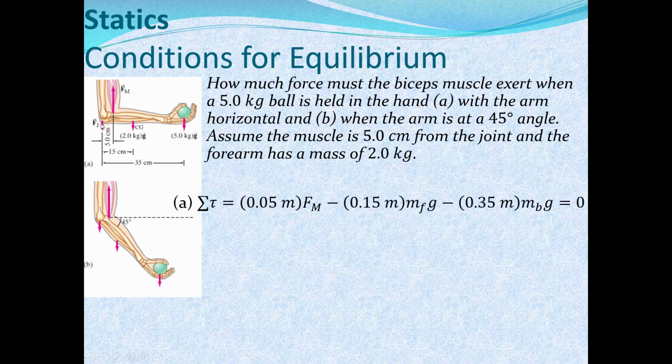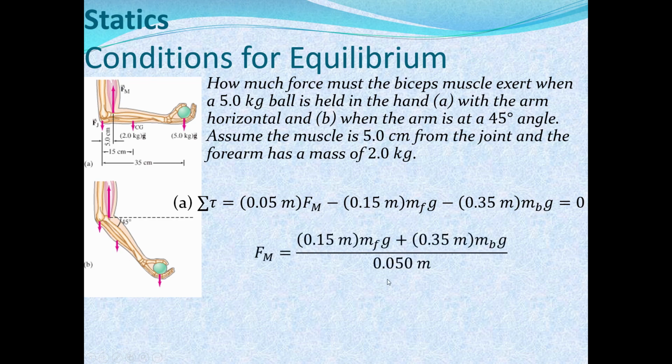So sum of the torques: first the muscle, its distance times its force, that's a counterclockwise torque. The center of gravity, which is a clockwise torque, minus that. And then this ball giving another clockwise torque. Plugging all these things in, solving for FM, moving everything to the side, we end up getting that it's 402 newtons. So the muscle is going to exert a little bit over 400 newtons.